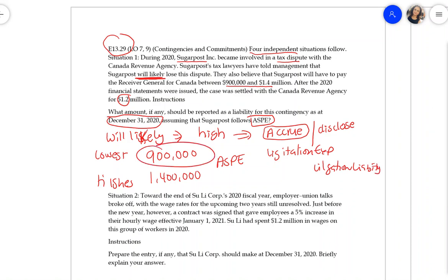So when it's ASPE, they will be recording the liability for the lower amount, and they will have to disclose it. What will they be disclosing? They will be disclosing that the company is involved in a lawsuit with the Canada Revenue Agency. The lowest we could lose is 900,000, and the highest we could lose is 1.4 million. If we were to do this entry, this will be my debit entry and this will be my credit entry.